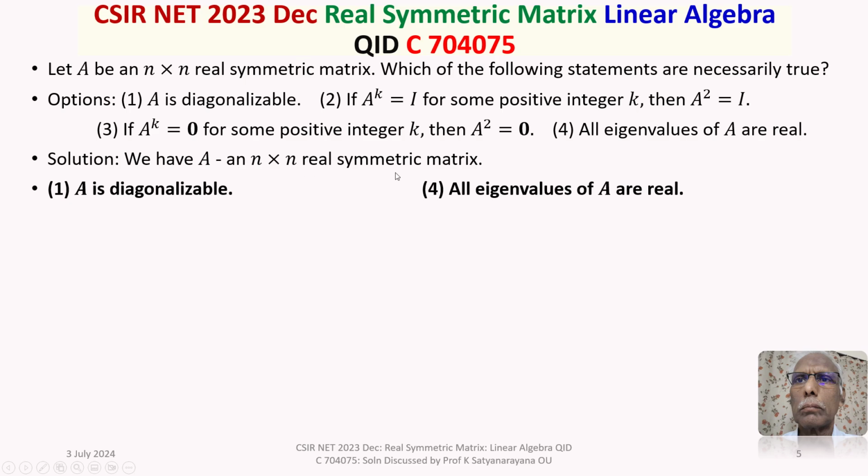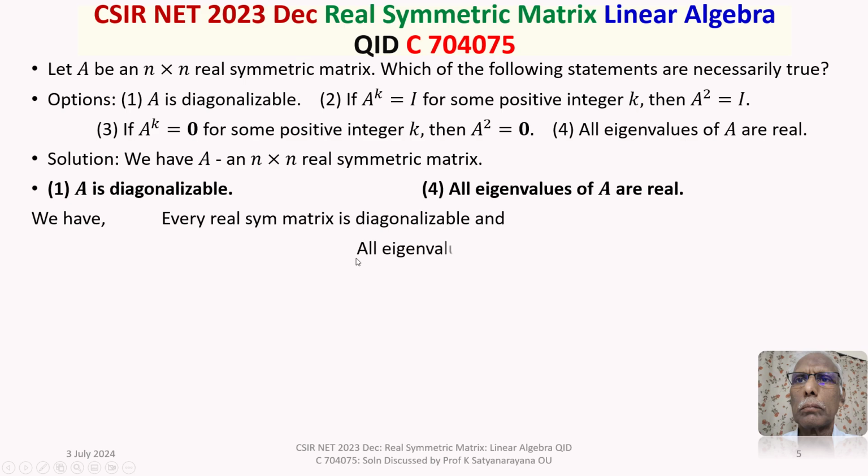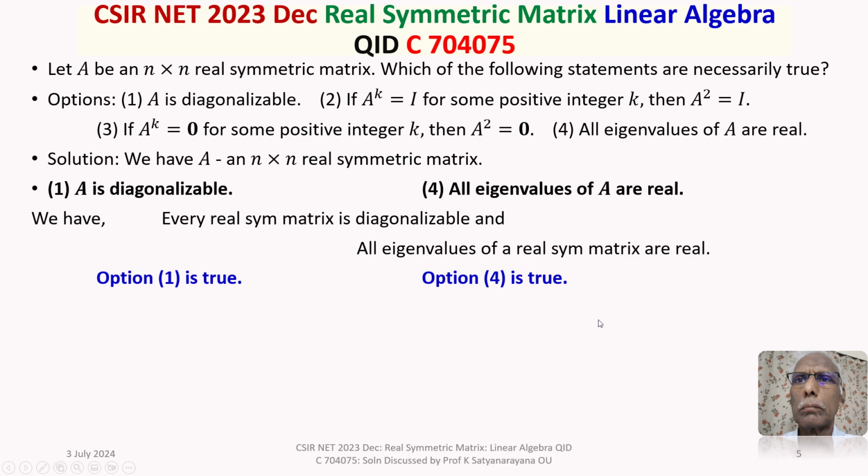We recall what those properties are. Every real symmetric matrix is diagonalizable, and all eigenvalues of a real symmetric matrix are real. These are two important theorems related to real symmetric matrices. So from this, it's very clear: option 1 is true and option 4 is also true.